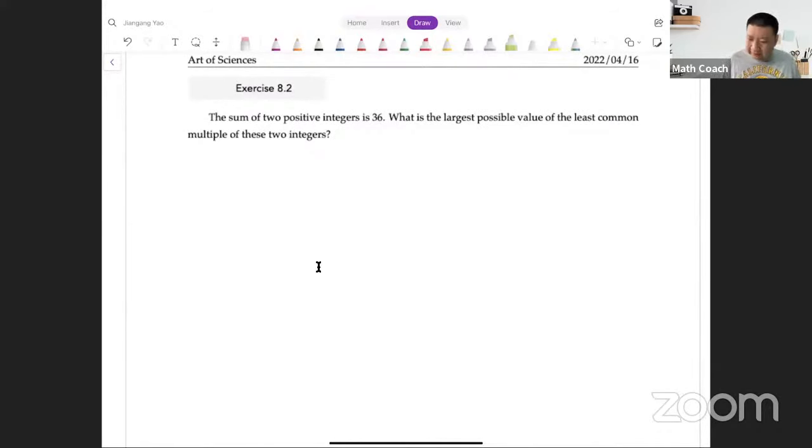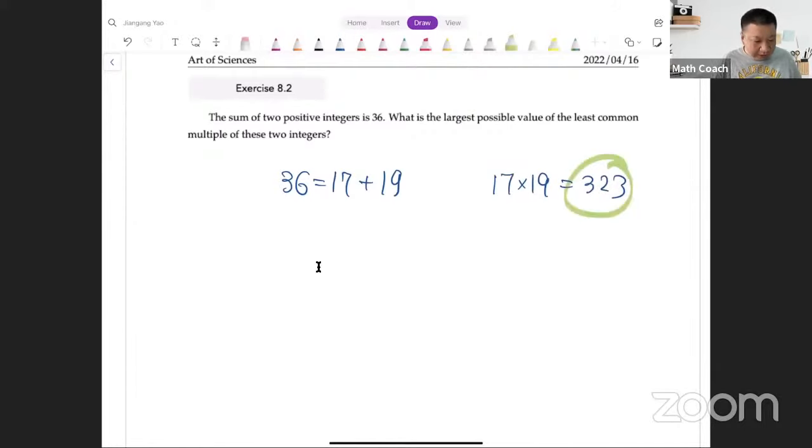And actually, this just means, 36 is 17 plus 19, right? And then they are co-prime to each other, and then that's it. So the answer is 17 times 19, which is 323. Finish. Okay, so next one.